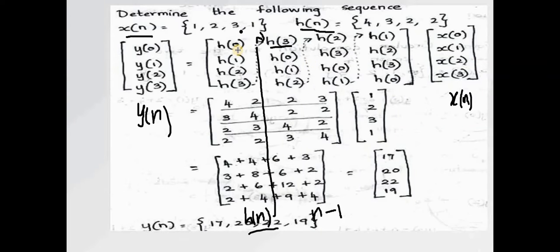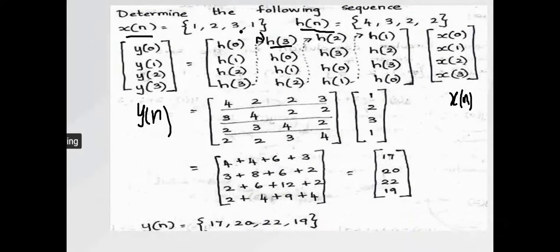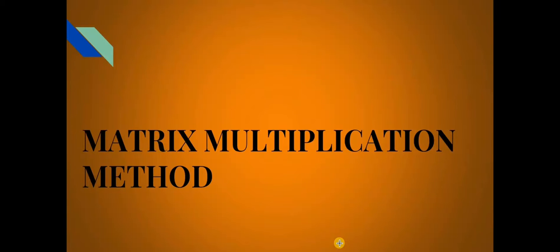Just substitute. H of 0 is 4, h of 1 is 3, h of 2 is 2, h of 3 is 2. Again go on substituting those values and multiply according to the rows and the columns. Then we will get the matrix value. So you take and write the matrix value, that is going to be your output y of n. So this is the easiest method, the matrix multiplication method.